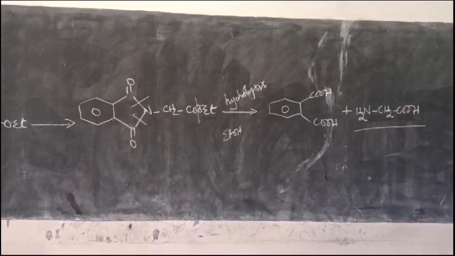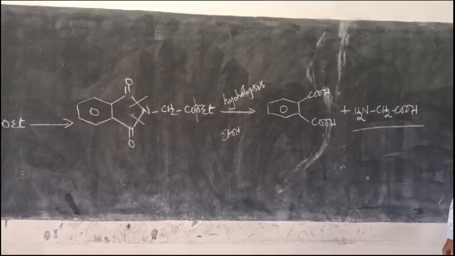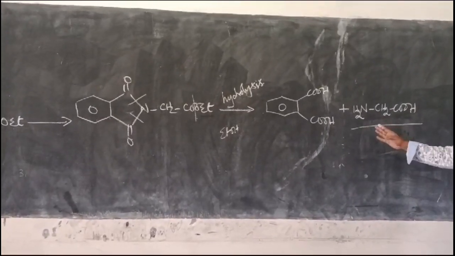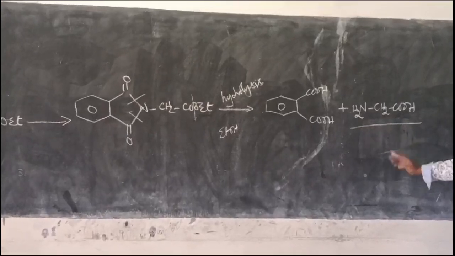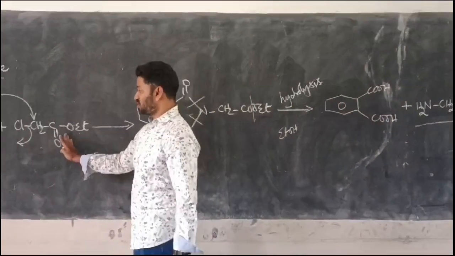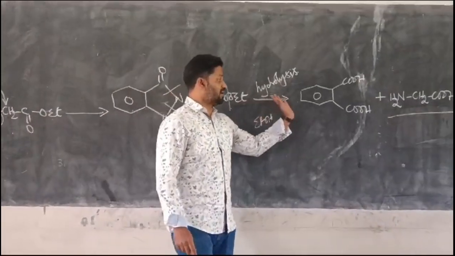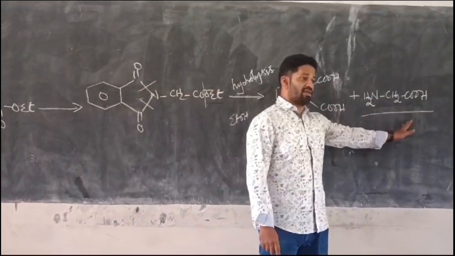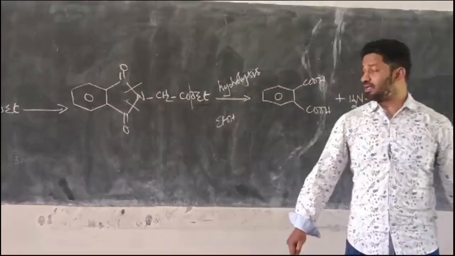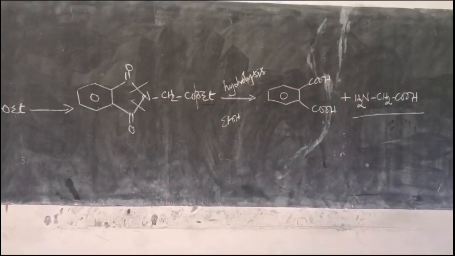This is the glycine amino acid, right? So depending upon the product or amino acid that is required, we can alter the ester. The chloro or halogen substituted ester can be altered so that we can synthesize the desired amino acid. This is the Gabriel phthalimide synthesis of amino acids.